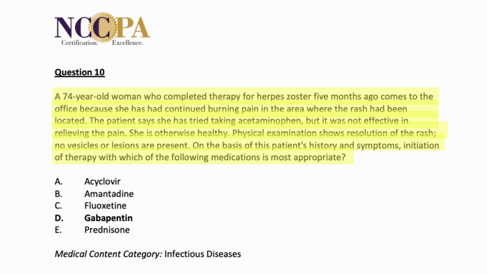So it's an older woman and she had herpes zoster and she had this rash with it. But that was 5 months ago. The rash is gone. All the lesions are gone. But now she's having some lingering pain, bad enough that Tylenol or acetaminophen is not touching it. So they're not asking what the initial treatment of herpes zoster is. They want to know if you know what happens if the pain from herpes zoster doesn't resolve.